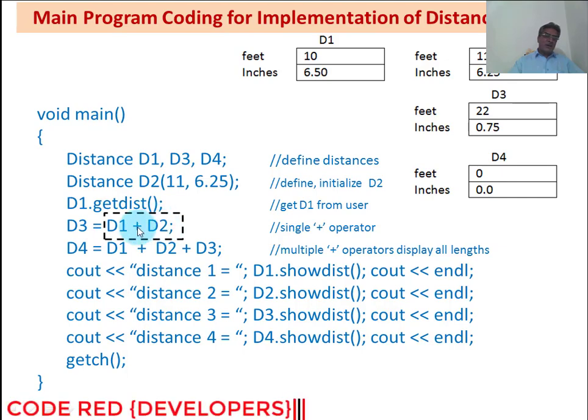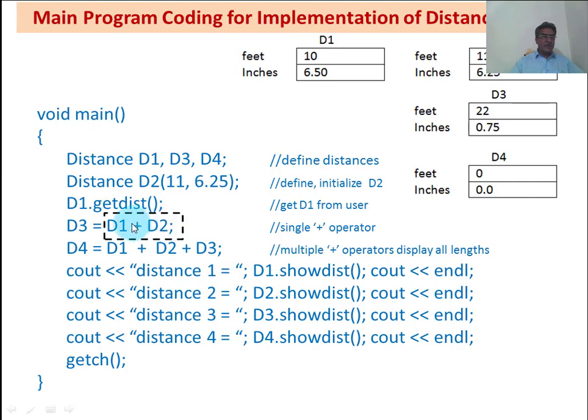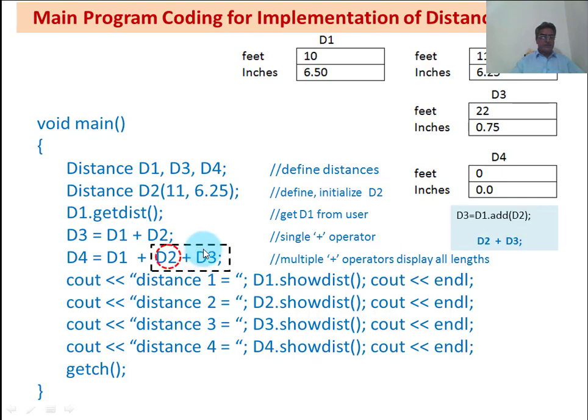The object before this plus symbol calls this function, and the value of the object after this plus operator is passed to this plus function. So we will consider here d2 plus d3.